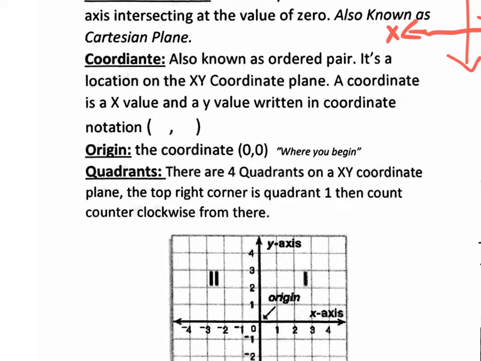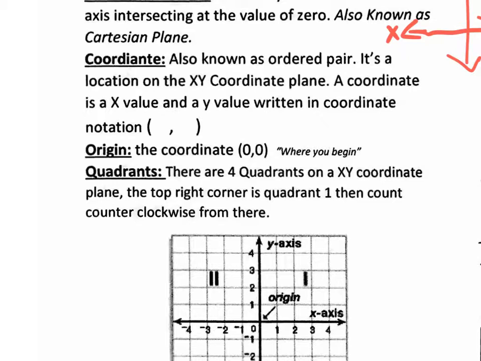A coordinate is just a location on the xy plane, but it's also known as an ordered pair. Why is it known as an ordered pair? Because what does pair mean? Two. So we're talking about two numbers that are in order. They're in alphabetical order. It's your x value first and then your y value. And it's always going to be with parentheses with a comma in between. So your x value is always going to be here, your y value is always going to be here. And if you go to the x and the y, that's how you get to the location on the xy plane.